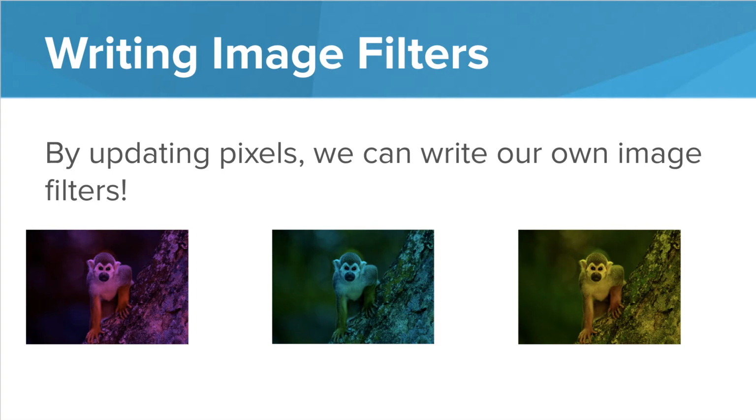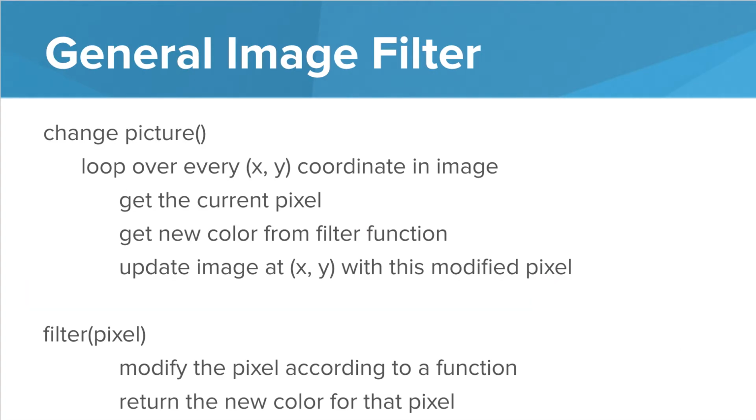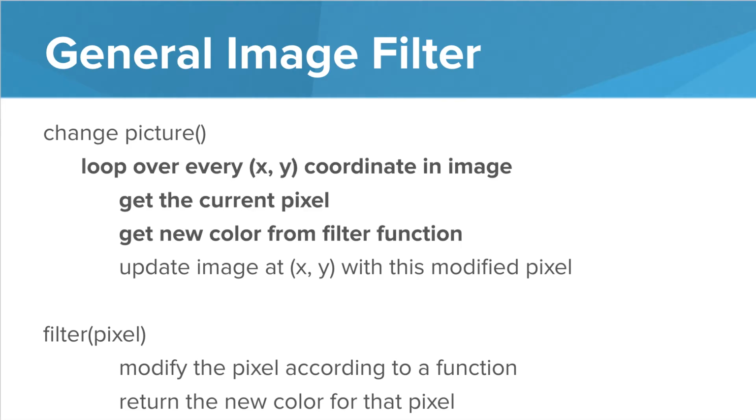So what can we do with this? Using the pixel data, we can read in an image and update the values of each pixel to create our own web filters. So how are we going to do that? Well, let's take a look at some pseudocode for how our filters will work. We're going to use two functions. The first will be a standard function for each filter, and the second will be the actual filter.